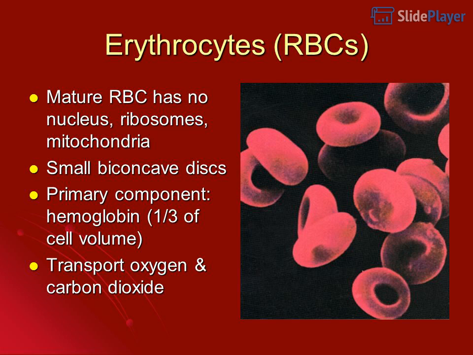Erythrocytes, RBCs. A mature RBC has no nucleus, ribosomes, or mitochondria. Small biconcave discs. Primary component, hemoglobin, 1/3 of cell volume. Transport oxygen and carbon dioxide.